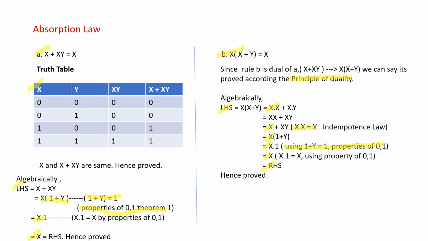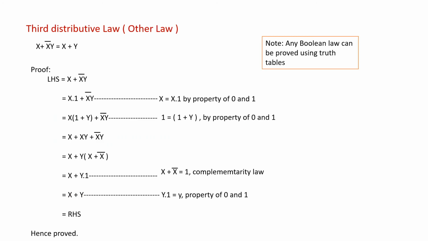Hence this theorem is proved. Let us look at the next law, which is also called the other law or the third distributive law, and this law states that x or x complement and y is the same as x or y. This law can also be proved using a truth table, but here we are going to prove this algebraically.